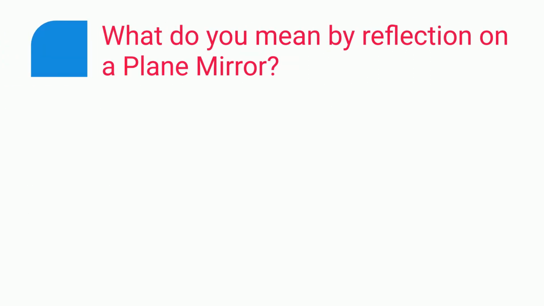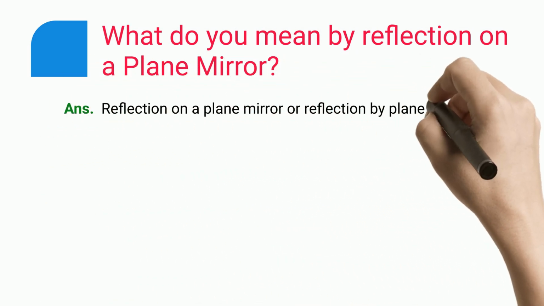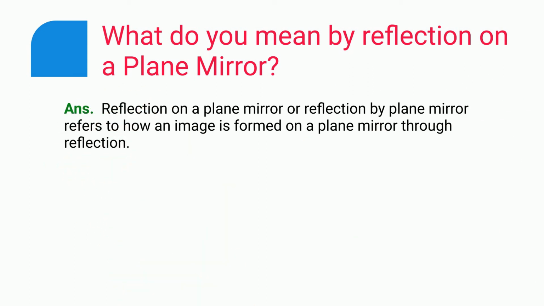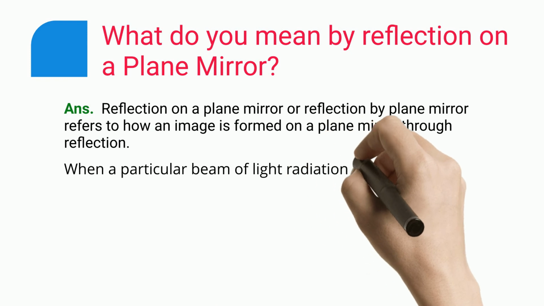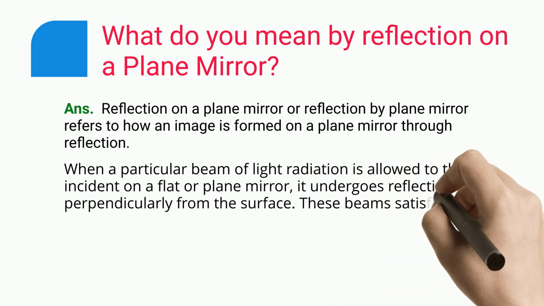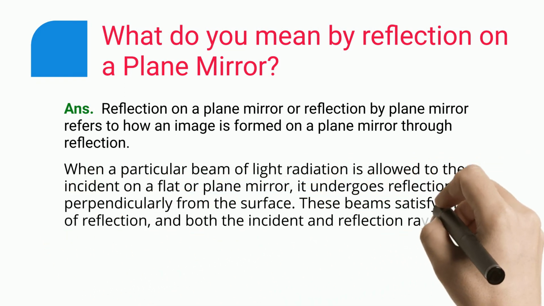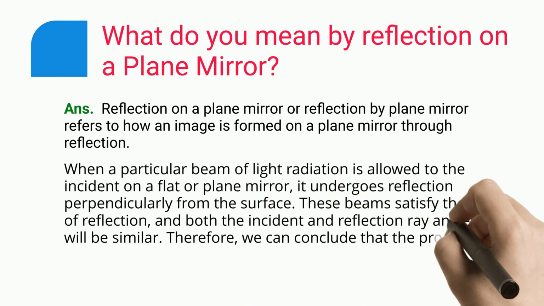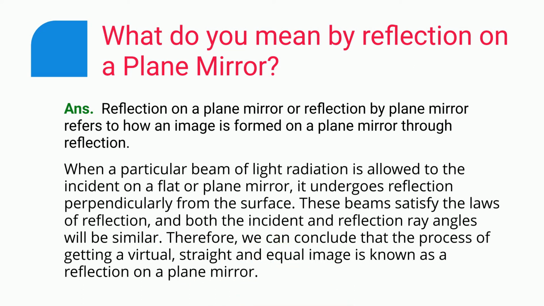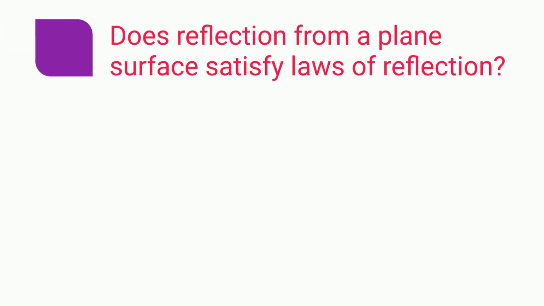What do you mean by reflection on a plane mirror? Reflection on a plane mirror, or reflection by a plane mirror, refers to how an image is formed on a plane mirror through reflection. When a particular beam of light radiation is allowed to be incident on a flat or plane mirror, it undergoes reflection from the surface. These beams satisfy the laws of reflection, and both the incident and reflection ray angles will be equal. Therefore, we can conclude that the process of getting a virtual, straight and equal-sized image is known as reflection on a plane mirror.